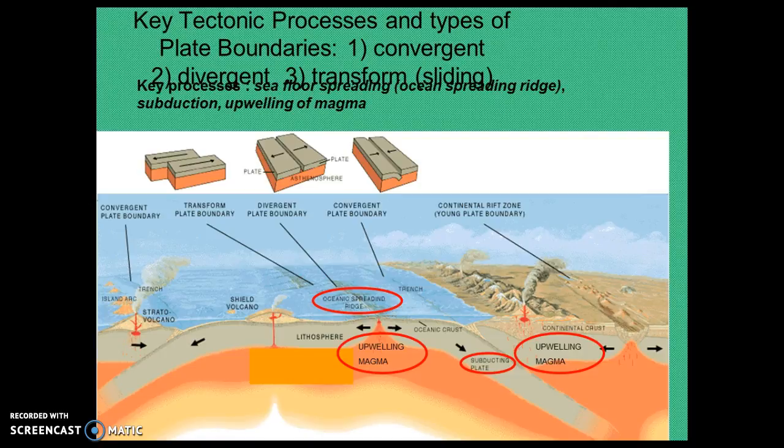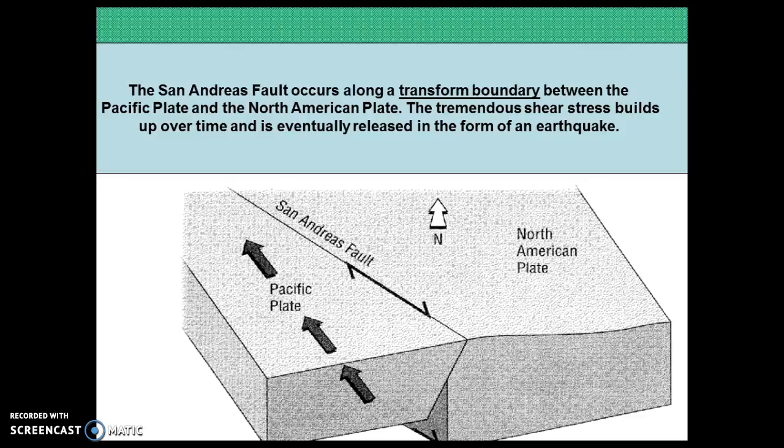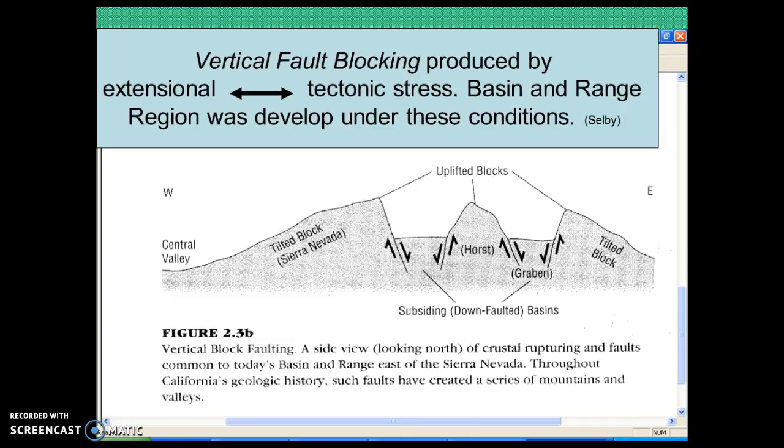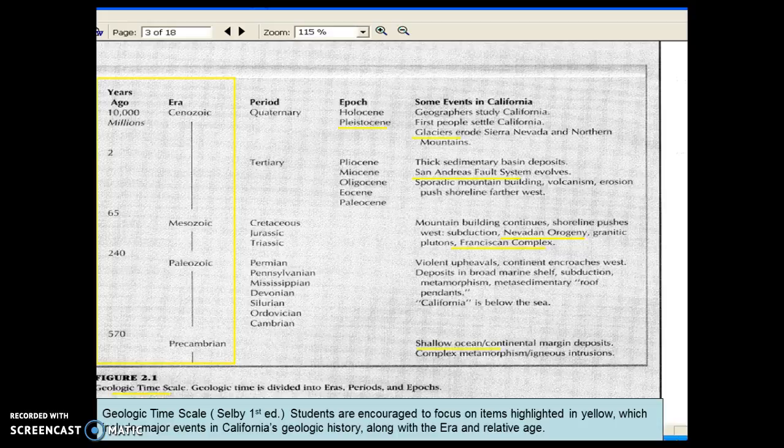A couple of the key processes that occur as we talk about these different boundaries. Of course, the sliding boundary, the transform boundary that represents the San Andreas Fault. We have vertical block faulting, which produces extensional stress on the Earth's crust, producing the basin and range. These vertical blocks, down-dropped blocks become basins, uplifted blocks become the ranges, including the east side of the Sierra Nevada, even though that's considered a different physiographic region.